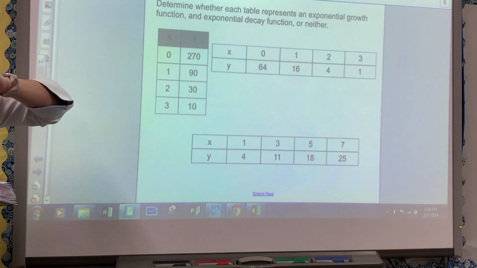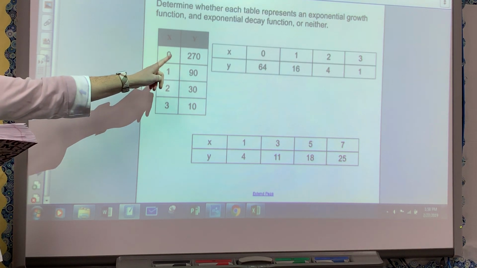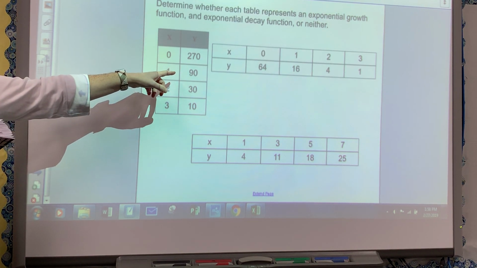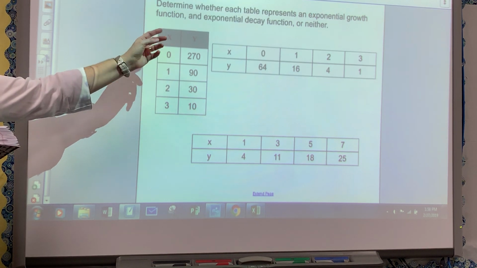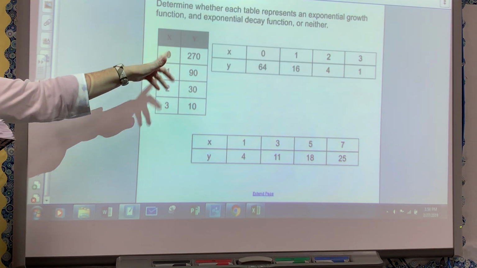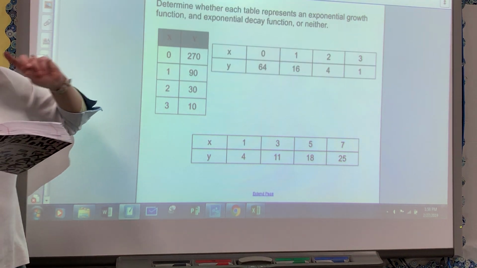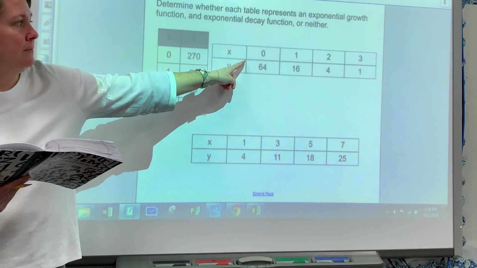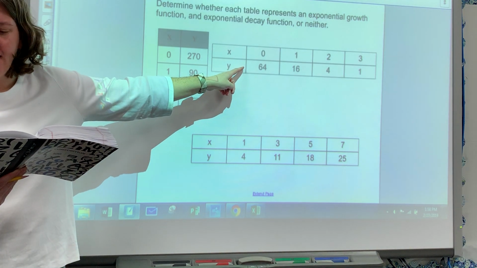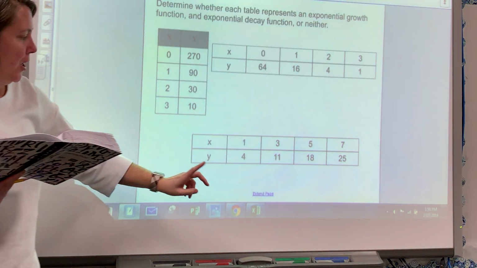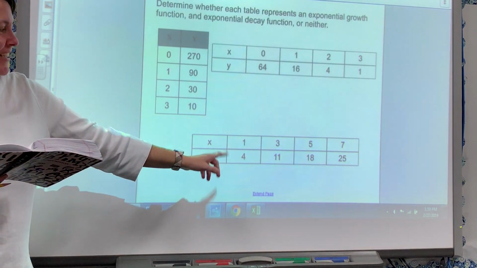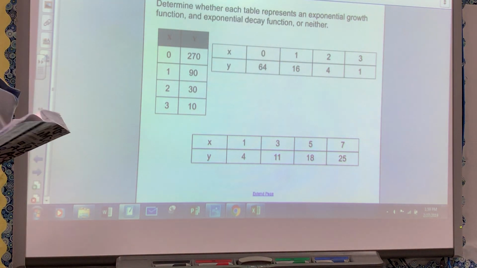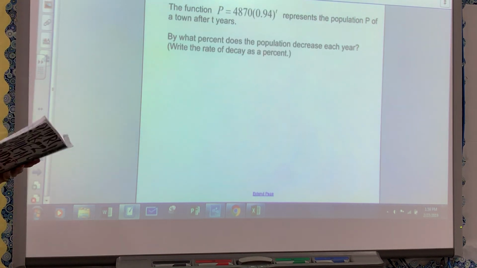So, what's this one? Exponential decay. Good. What's your decay factor? Times 1/3. Because it's a factor, it has to be multiplication. Okay, what's this one? Exponential decay. Very good. What's its decay factor? 1/4. Good. What's this one? Neither. It's linear technically. Okay. Good job.